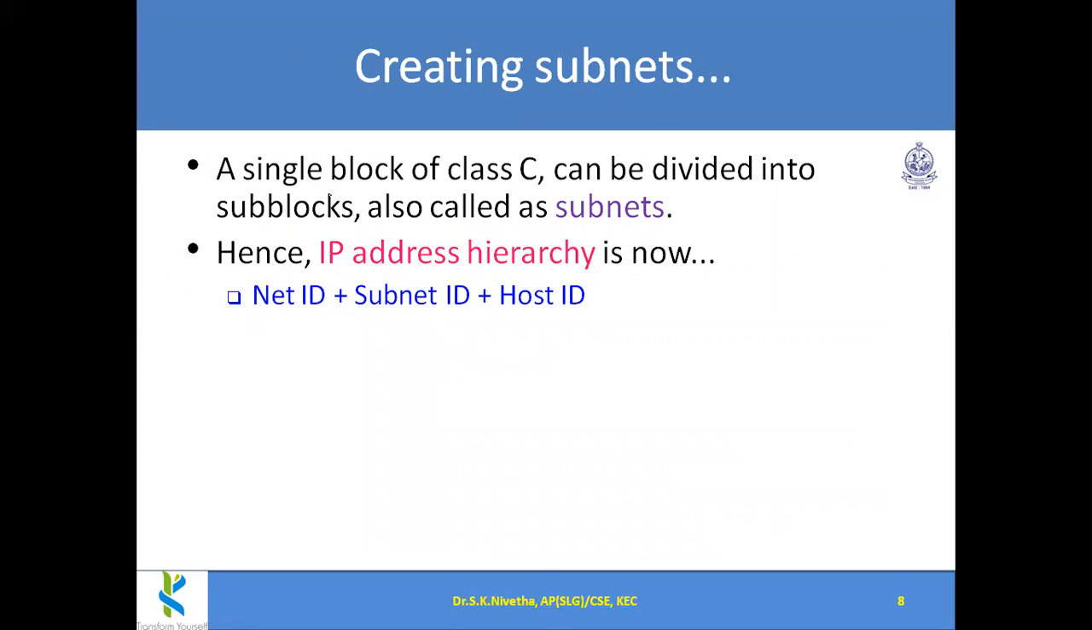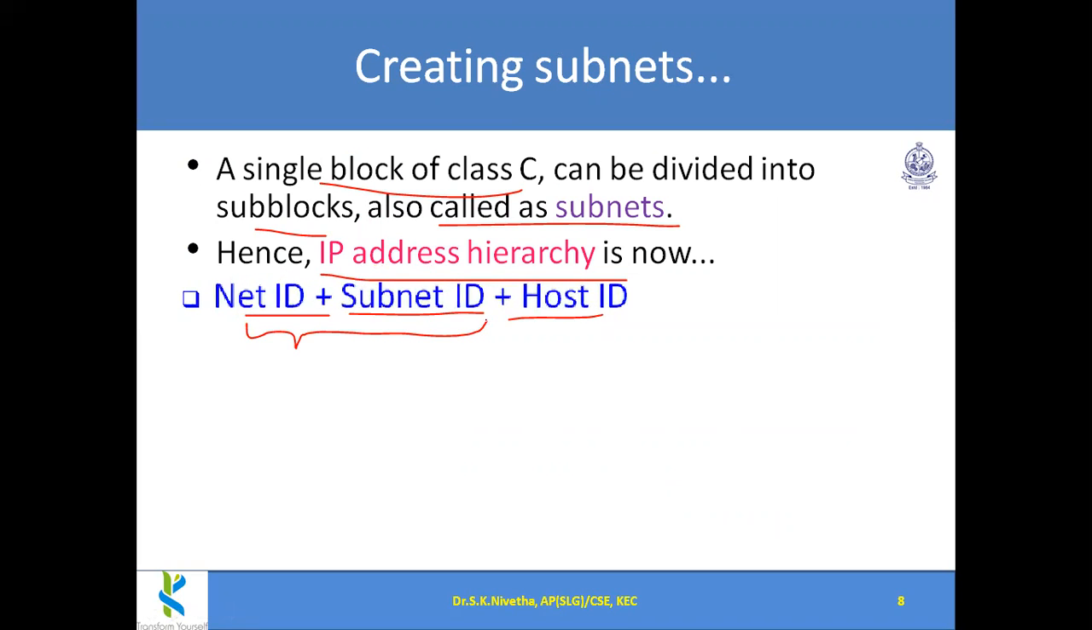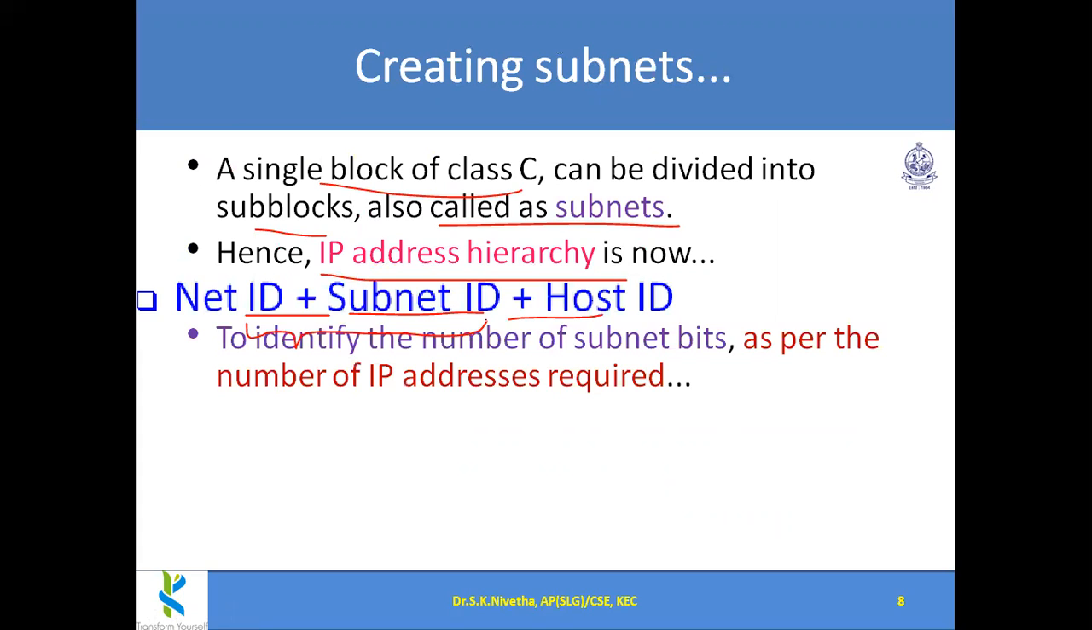Now, a single block of class C can be divided into sub blocks. That concept is called subnetting. In an IP address hierarchy, we already had the net ID portion and host ID portion. Now we are going to have a subnet ID portion. Together I can call this the net ID portion. To identify the number of subnet bits, this is as per the number of IP addresses required.